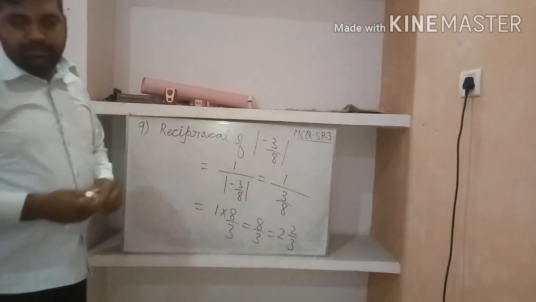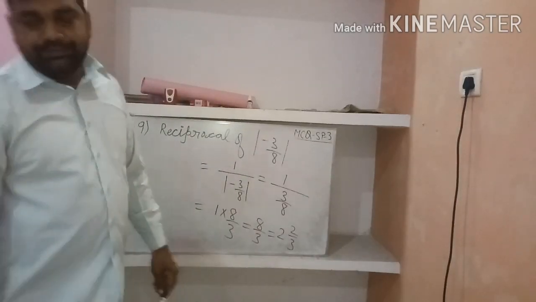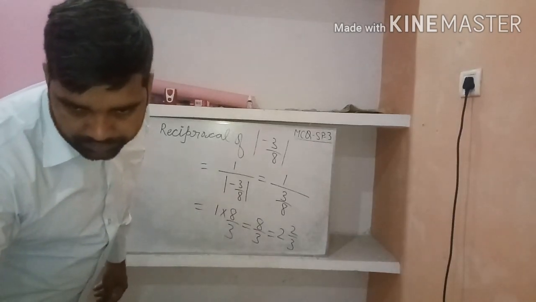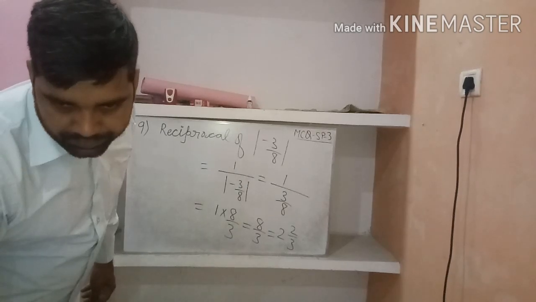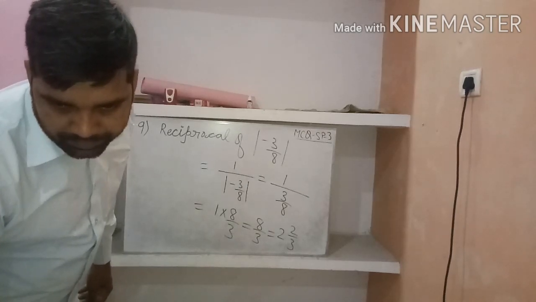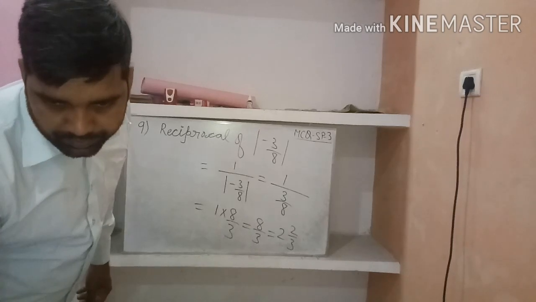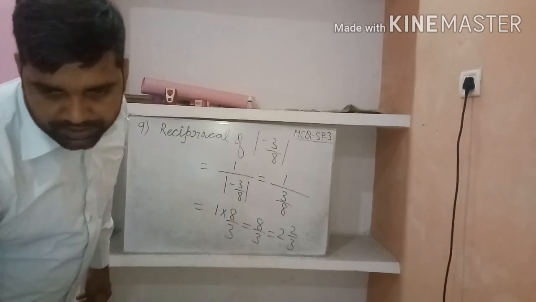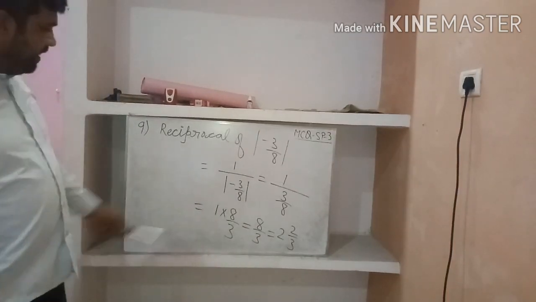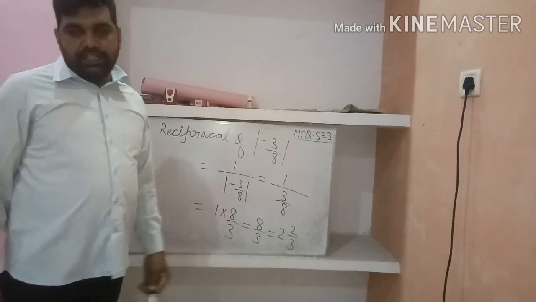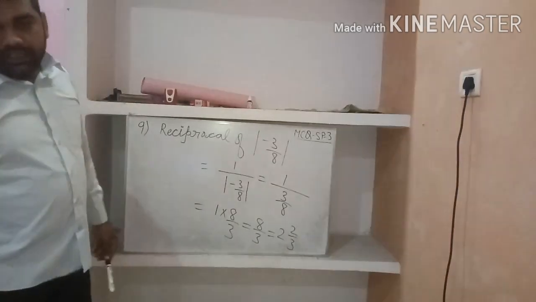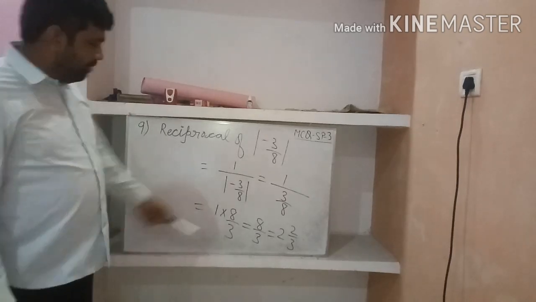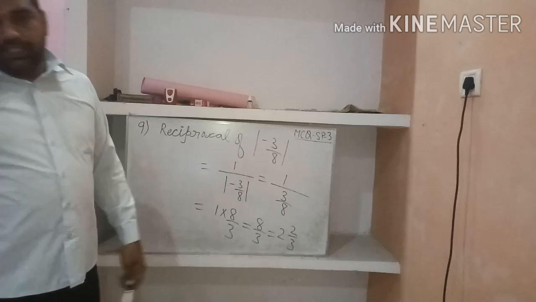Now see the option which is matching. Which option is matching? Now, the option here is minus 8 by 3, but we are getting 8 by 3. The options are: A, minus 8 by 3; B, minus of 8 minus 3; C, minus of minus 3 by 8; and D, 8 by 3. So the option D is matching. D is the correct answer, 8 by 3.